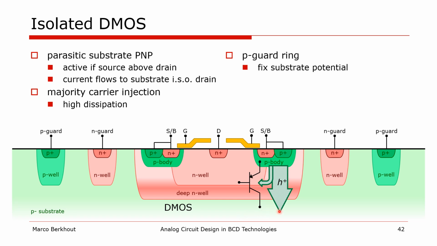To avoid this, DMOS transistors are also surrounded by p-type guard rings to firmly fix the substrate potential at the periphery.